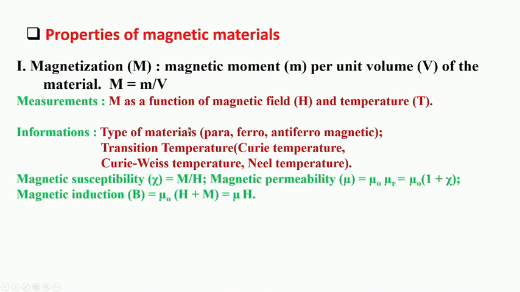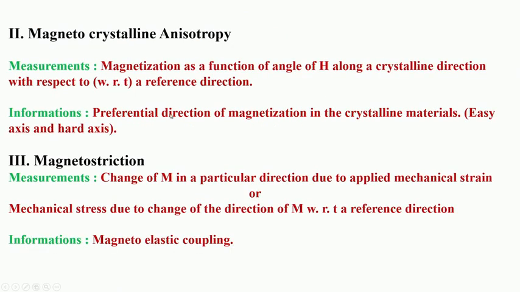Here I am just telling you what we study in research. We also study other properties: magnetocrystalline anisotropy, and the third one is magnetostriction. Okay. So, we need a technique to study these properties, and in almost all cases we have to measure the magnetization as a function of magnetic field, temperature, angle, and stress. Measurement of magnetization is the only way, as a function of different parameters, to study the magnetic property of the material.